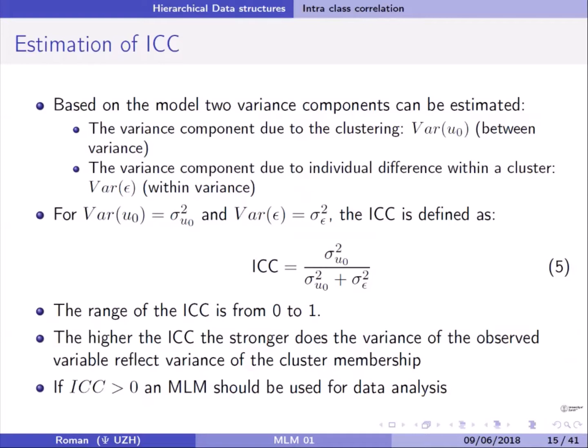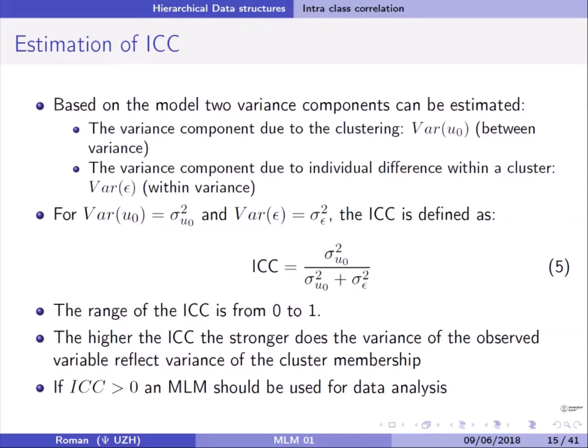The variance component due to the clustering, or the variance of U0, which is the between cluster variance. The variance component due to individual differences within a cluster, this is the within variance, is the variance of epsilon. So the variance of U0 is going to be sigma squared U0, and the variance of epsilon is going to be sigma squared epsilon. The ICC is thus defined as the between cluster variance, divided by the between cluster variance plus the within cluster variance.